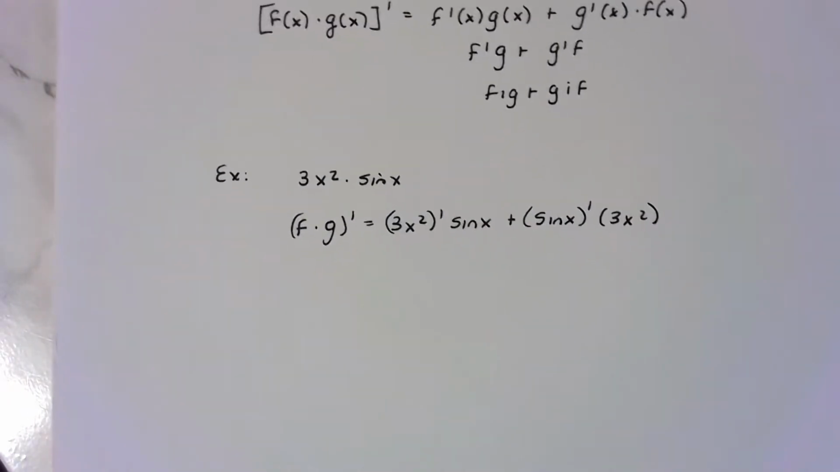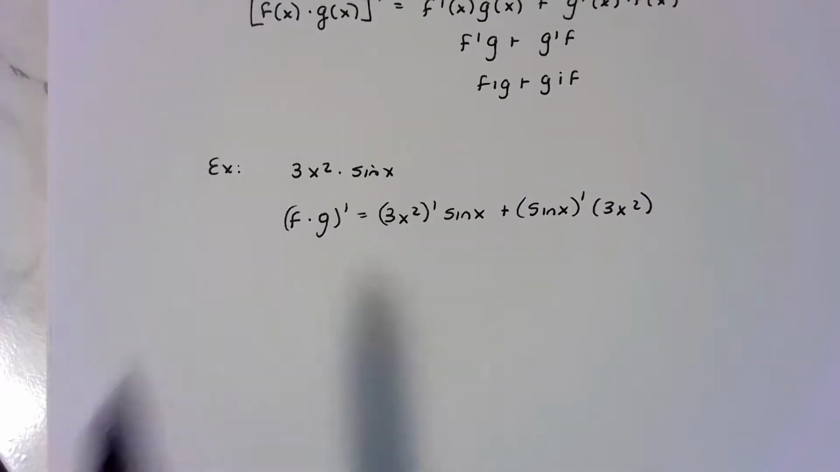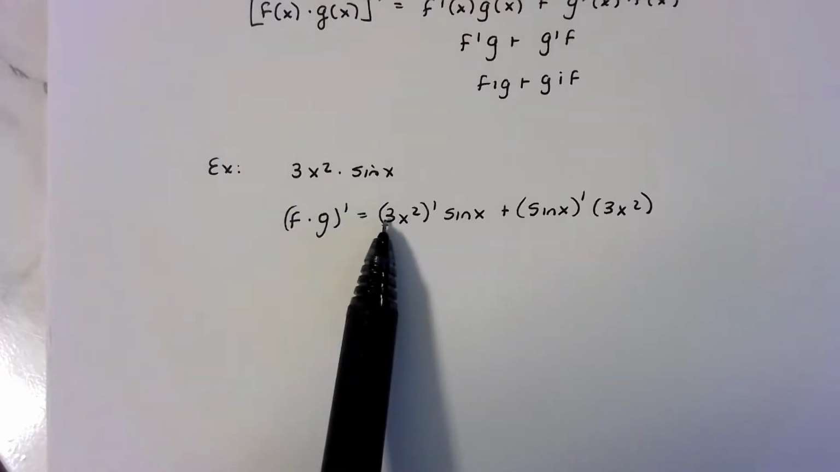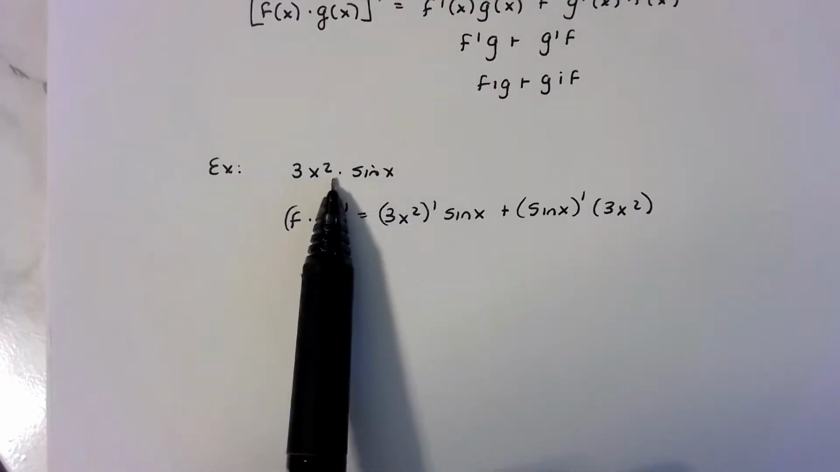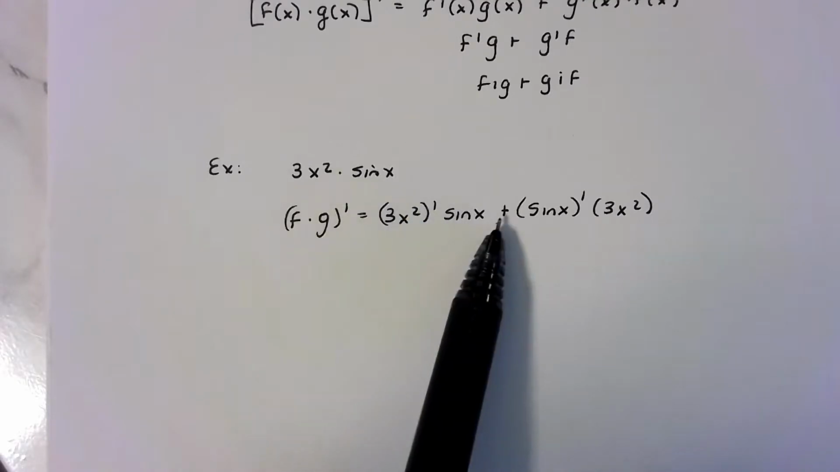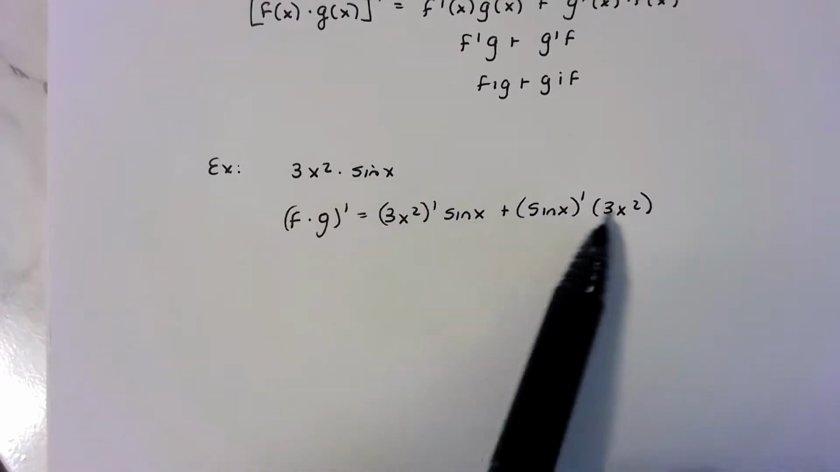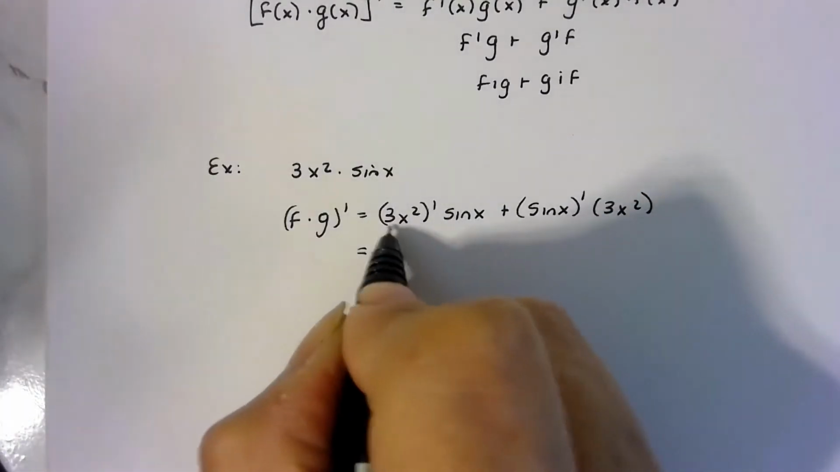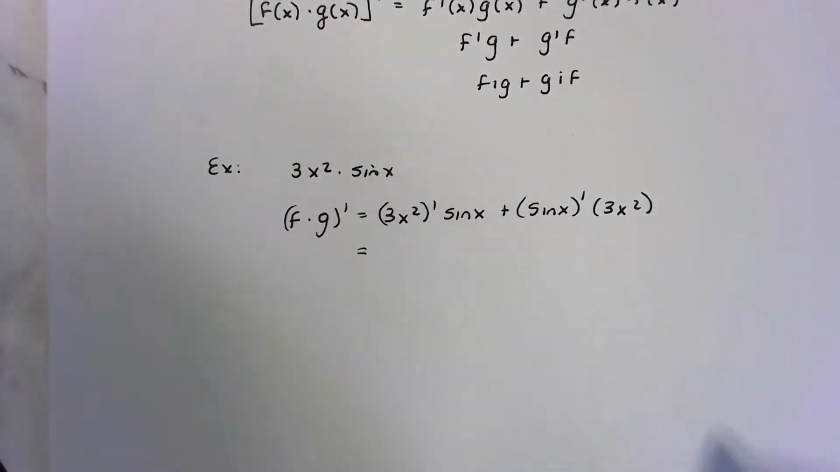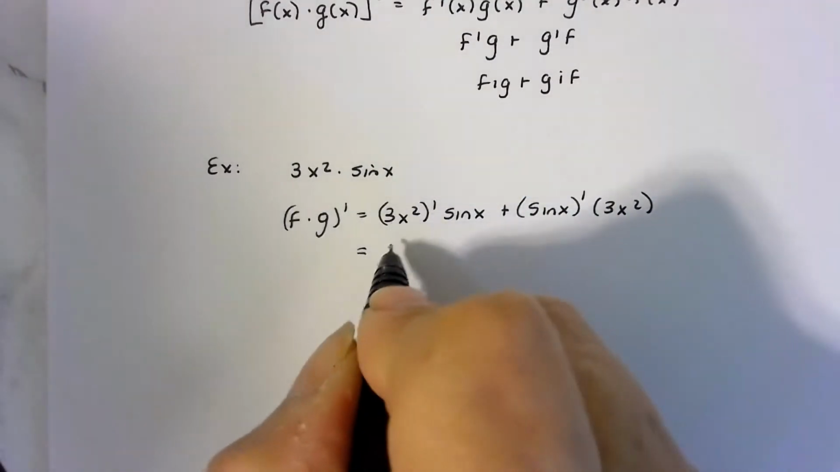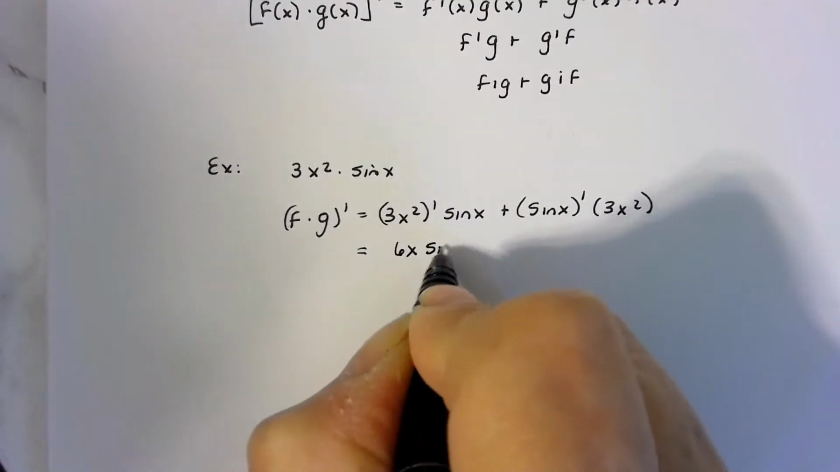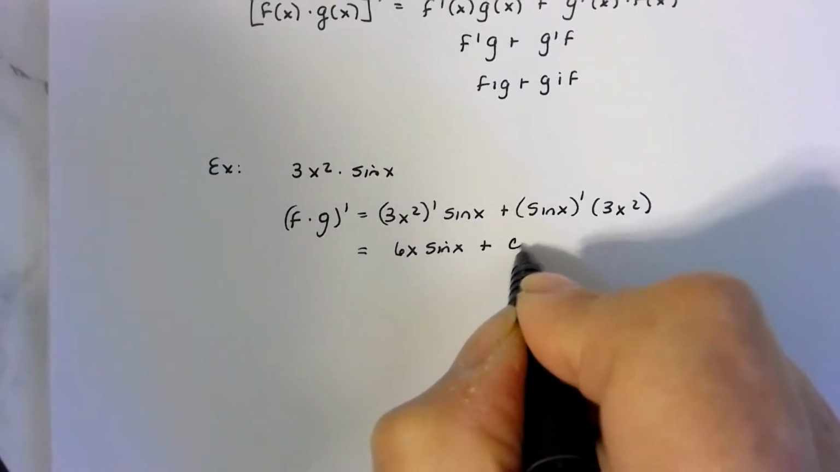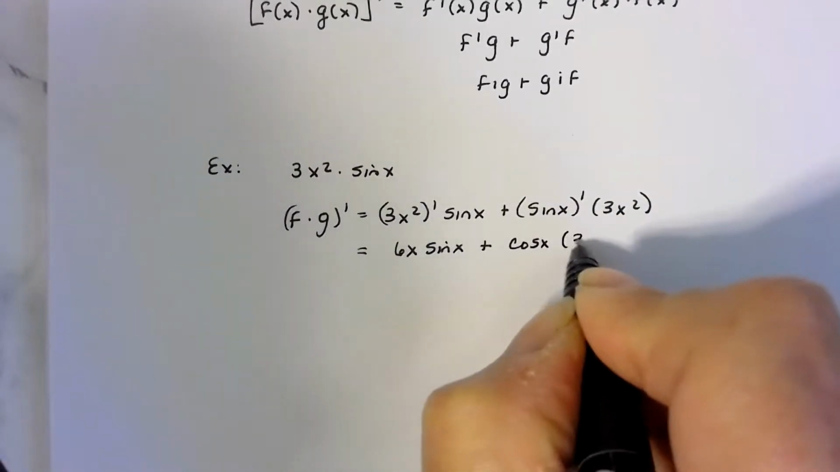So a simple example is 3x squared sine of x. If I want the derivative of this, then I want to take the derivative of the first factor times the second, plus the derivative of the second factor times the first factor. And this is easy now. I've written it out. I haven't taken a derivative yet, but I know the derivative of 3x squared is 6x, and I just multiply that times the sine of x. And I also know that the derivative of the sine of x is the cosine of x times 3x squared.